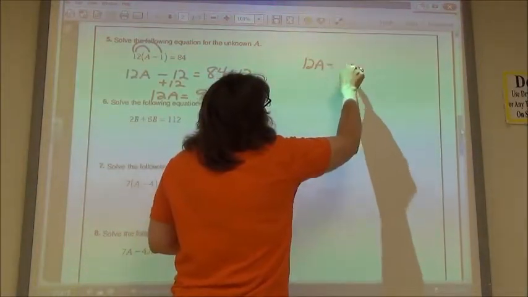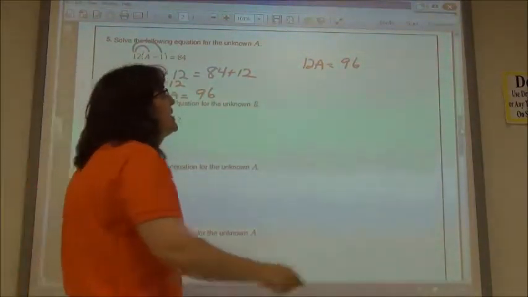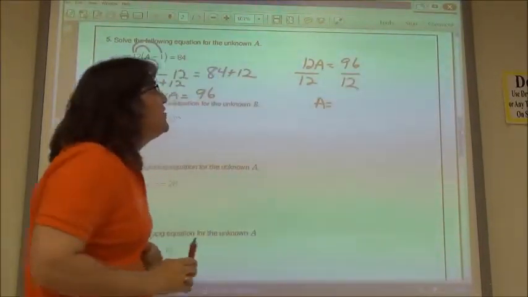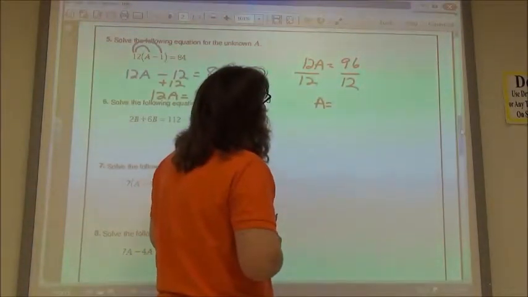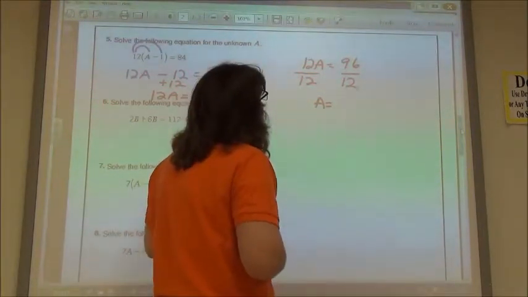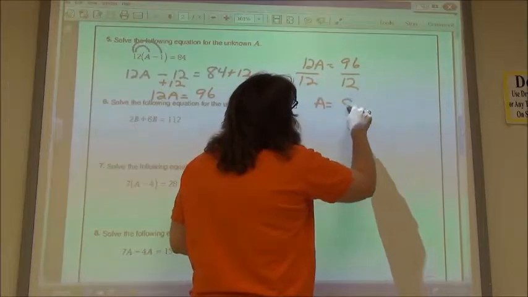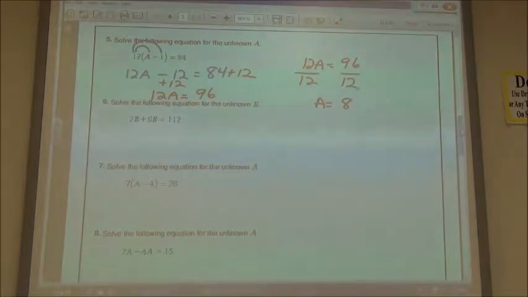Now if 12a equals 96, I have to remember that means 12 times a. 12 times what number is 96? I do the opposite of timesing, which is dividing. So a is going to equal 96 divided by 12. So if we take 96 and divide it by 12, let's see, 8 times 12 is 96. So 96 divided by 12 gives me 8. And so my answer for a is going to be 8.